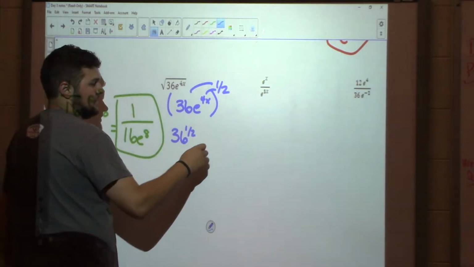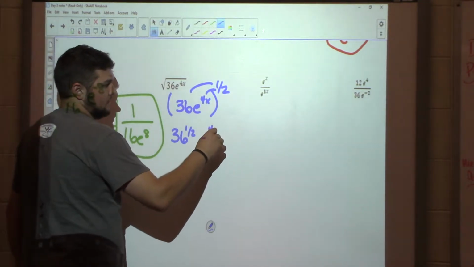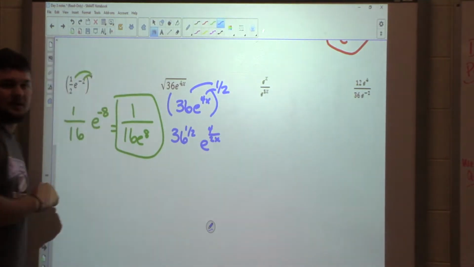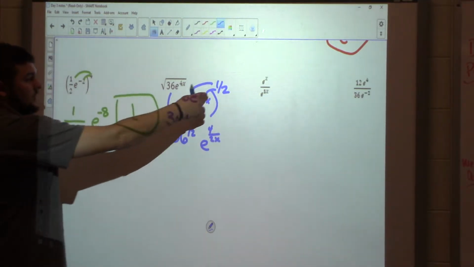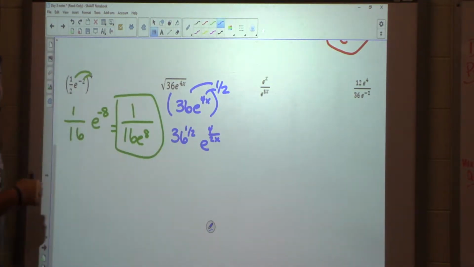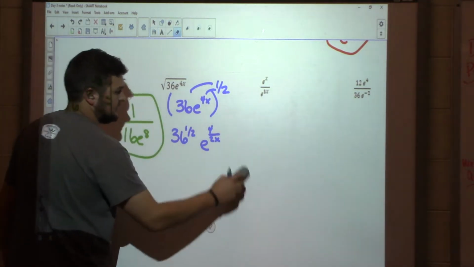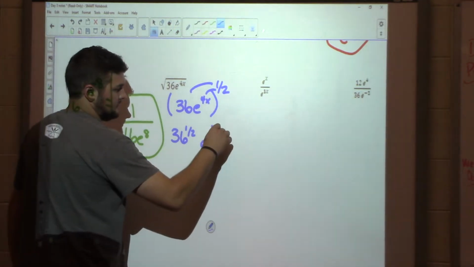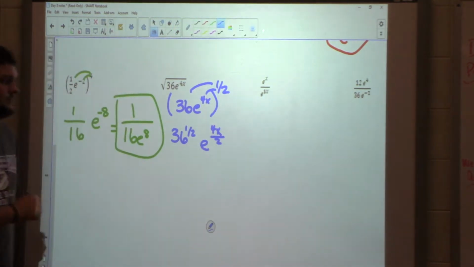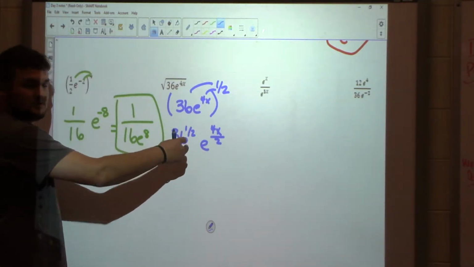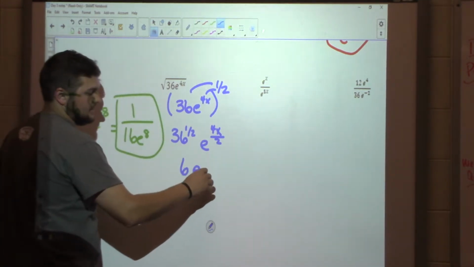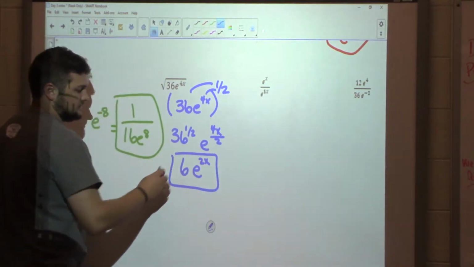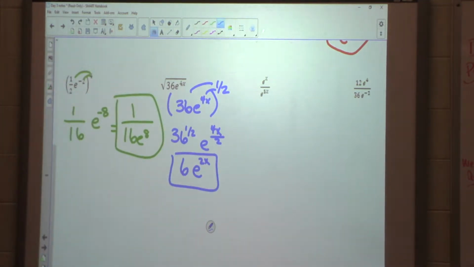36 to the 1/2 power e to the 4 over 2x power. Right? You all follow what I did there? 1/2 times 4x is 4 over 2x. Or excuse me, 4x over 2. Sorry. Apologies. 4x over 2. 36 to the 1/2 power is going to equal 6, because it's the square root of 36. E to the 4x over 2 power is going to be e to the 2x. Right? 4 over 2 reduces to 2 over 1.